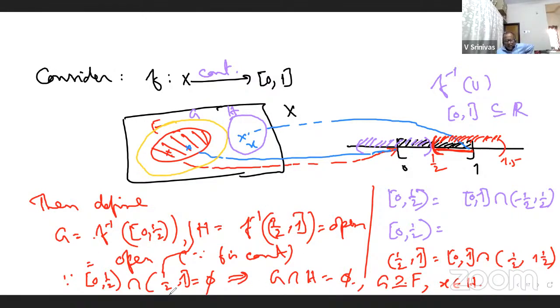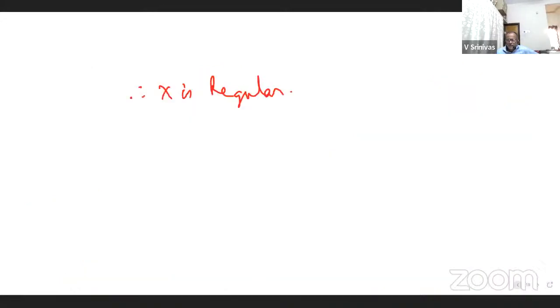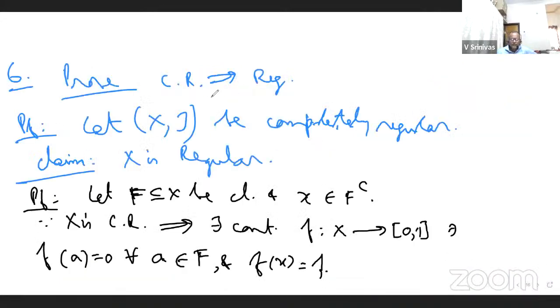Okay, and because of this, your G and H become disjoint. So that's how your space capital X becomes regular, right? So every completely regular space has to be regular. You cannot have a completely regular space which is not regular. Okay, if in case your space is not regular, then it is not completely regular. Okay, it is necessary that every completely regular space is regular.